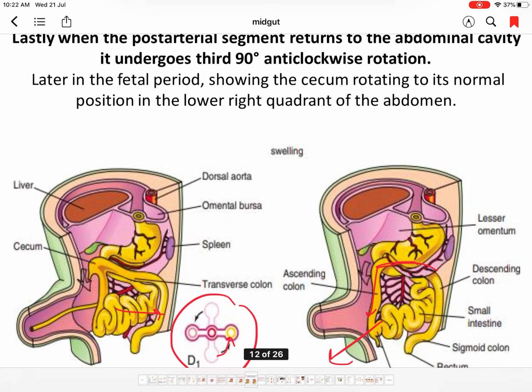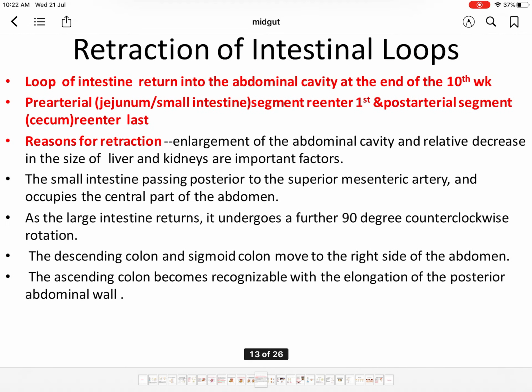So the second and third rotations of 90 degrees anti-clockwise are occurring during the return of the intestinal loop. During the returning of the prearterial segment, the second 90-degree rotation is occurring, and when the post arterial segment is returning, the third rotation is occurring.